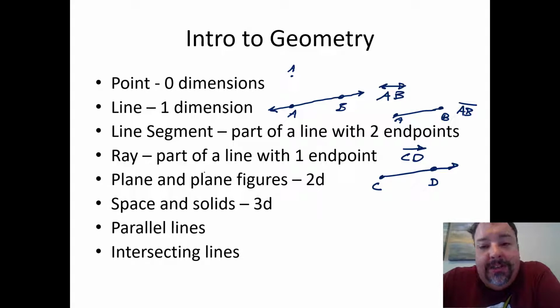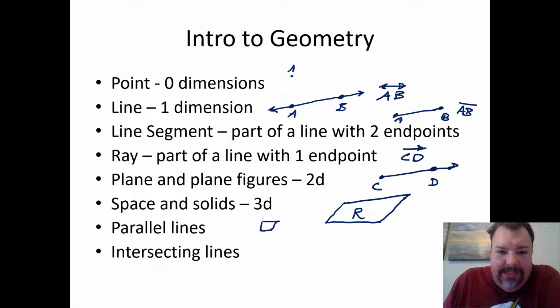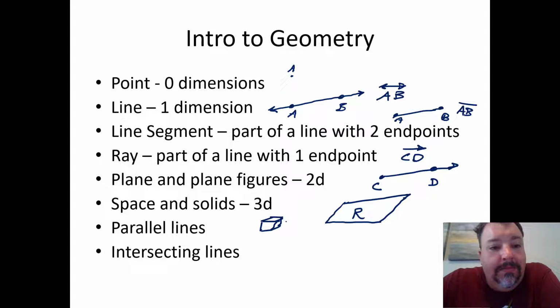Planes and plane figures are 2-dimensional, and usually, again, they're going to have some points. So we can have all kinds of planes that we're going to talk about, different shapes. So again, we could label those by a capital letter, maybe like R or P. And space and solids are going to be 3 dimensions when we start talking about cubes and pyramids and cones. They're going to have length, width, and height.